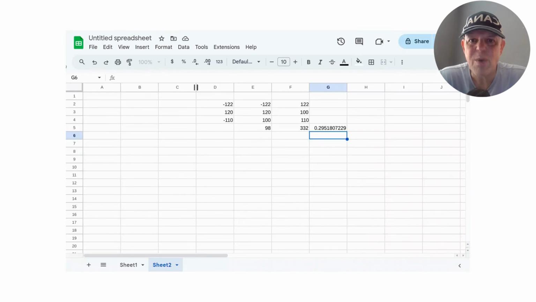Okay, real simple. ROI is an acronym that stands for Return on Investment. Sports betting is basically an investment vehicle. How much money are you getting back based on how much you're putting in? And that's very important. Let me give you one example.